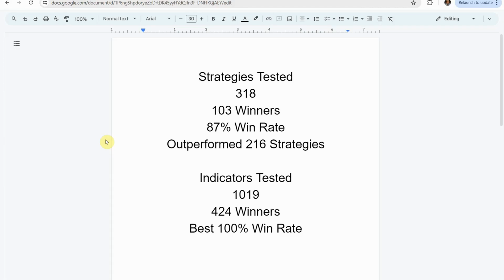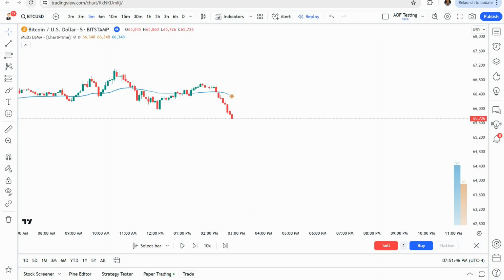And so far, since we've been keeping track, it has outperformed 216 of the other strategies that we have put it up against, every single one so far. We've also tested a total of 1,019 indicators, with 424 of them being winners.